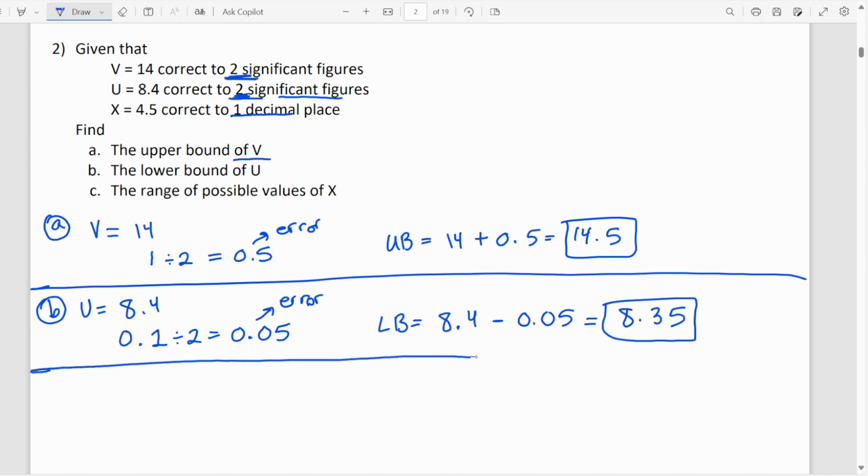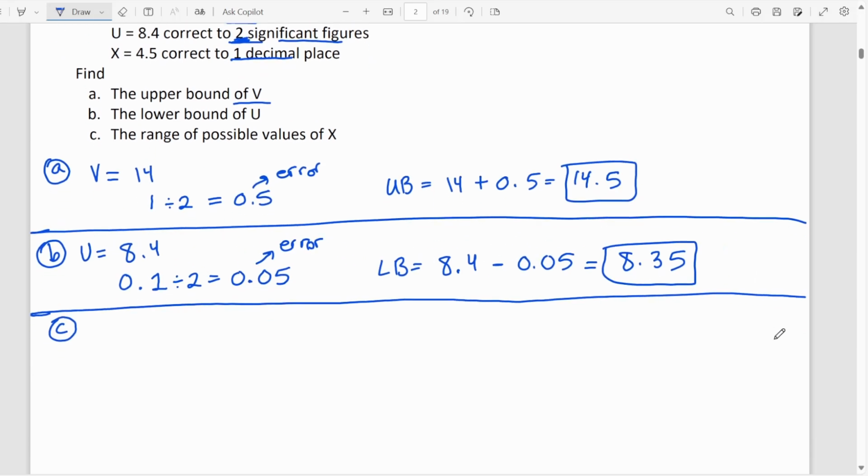Okay, so for part C, we're being asked to find the range of possible values of x. Now, we know that x is 4.5, rounded to correct to one decimal place. Okay, so where's the first decimal place? It's this right here. So I'm just going to replace that by a 1, and everything else turns into a 0. This is my unit of round. I will divide it by 2 and find that the error is 0.05.